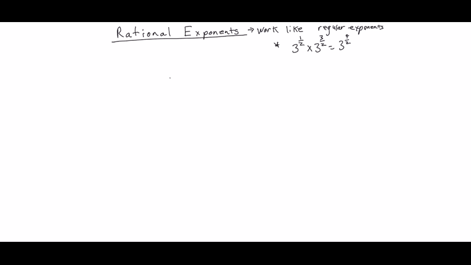So this is the short lesson for rational exponents. Now what you need to remember is that they work like regular exponents. For example, if I take a look at this equation, 3 to the 1/2 times 3 to the 3/2, we end up with 3 to the 4/2. And the reason why that happens is because 1/2 plus 3/2 is going to equal 4/2, which eventually equals 2. And we would be able to do this for any type of rational exponent.